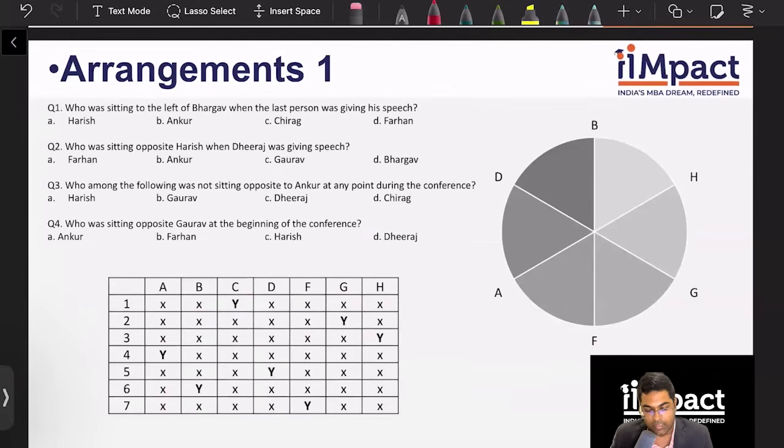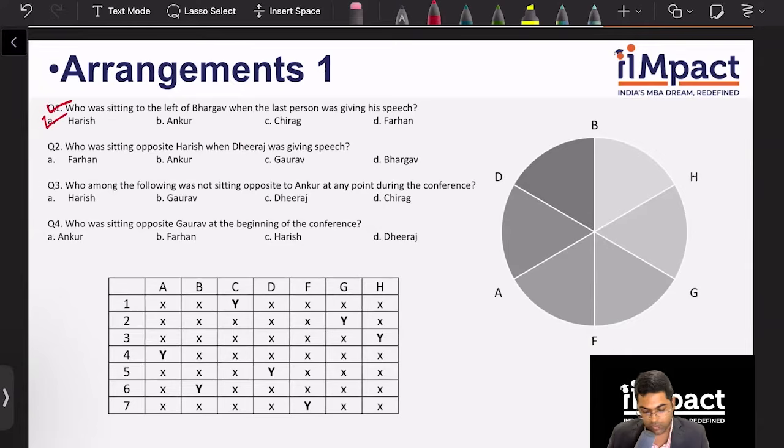Who was sitting to the left of Bhargav when the last person was giving his speech? So when the last person was giving speech, Bhargav was sitting over here and Harish came to this position. So to the left was Harish. Okay. Who was sitting opposite Harish when Dheeraj was giving his speech?